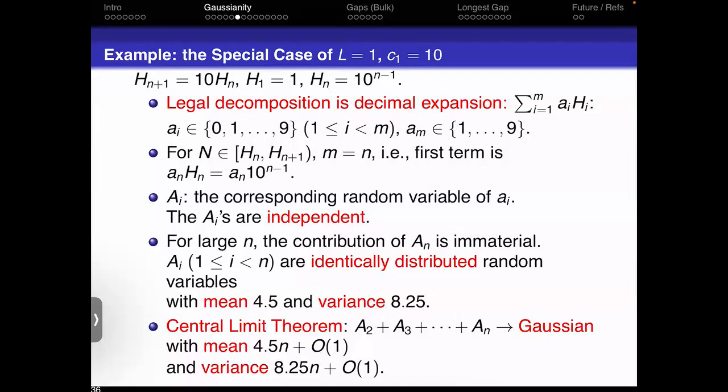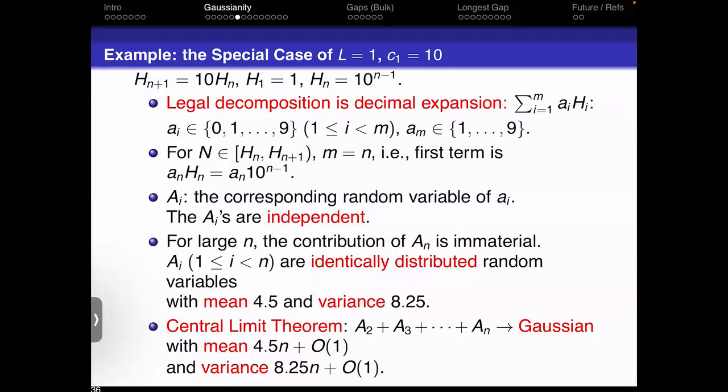Okay, so I can choose any value of a from 1 to 9 for the first, and any value of a from 0 to 9 for everything else. And that will give me a number between hn and hn plus 1. And conversely, every number between hn and hn plus 1 has a unique decimal representation. As a nice exercise, prove that you can't write a number in base 10 2 different ways. You should be able to prove that.